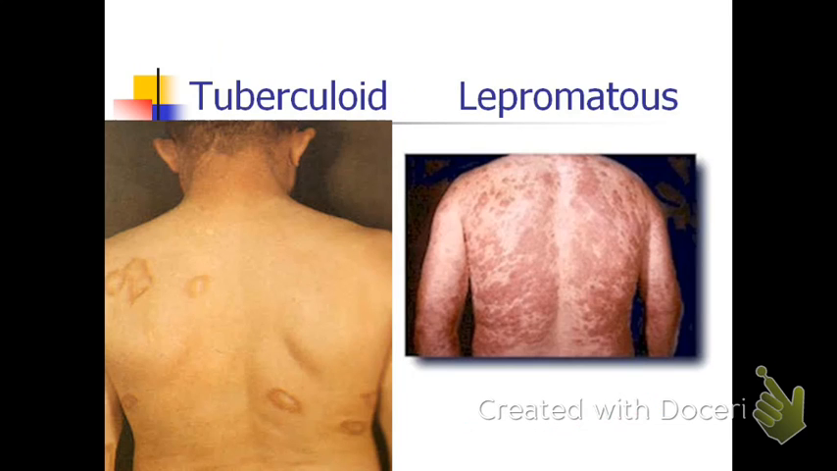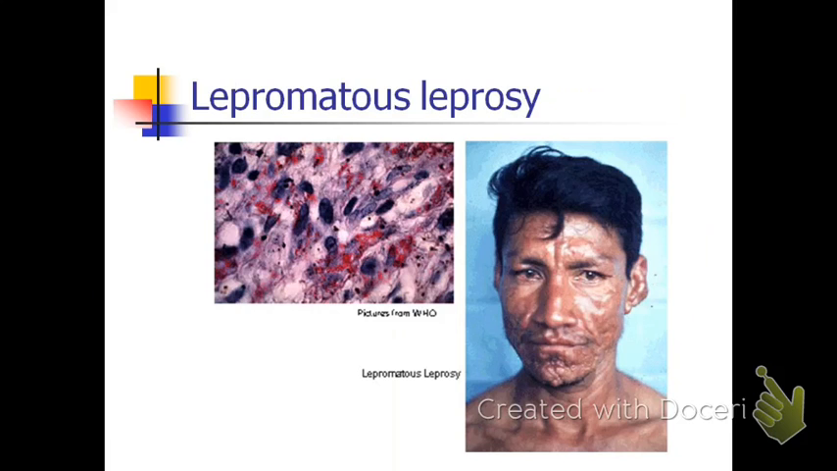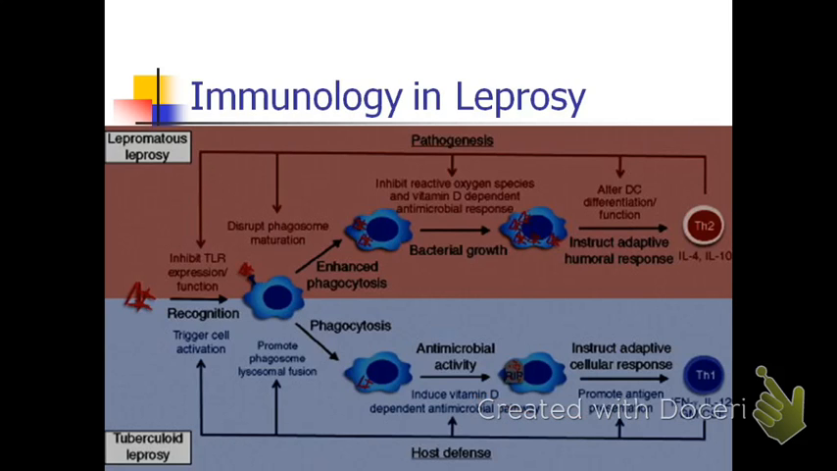So again, this is the tuberculoid form of leprosy. And then this is the lepromatous form of leprosy. So tuberculoid is the lesser evil. So another one, lepromatous leprosy involves cell-mediated immunity as well. Tuberculoid leprosy involves cell-mediated immunity too, but the one that would have the instructive adaptive cellular response would be the T helper cell one.